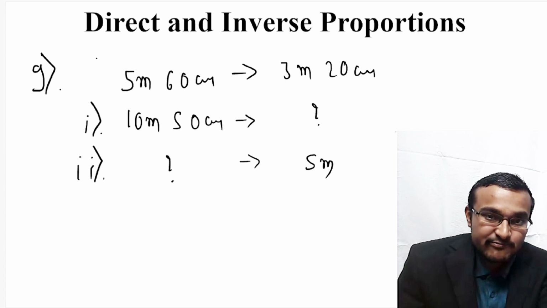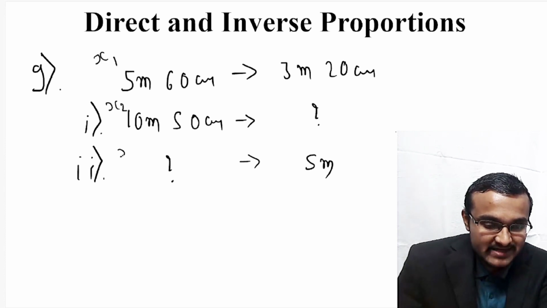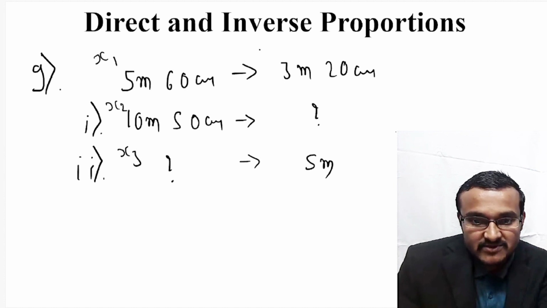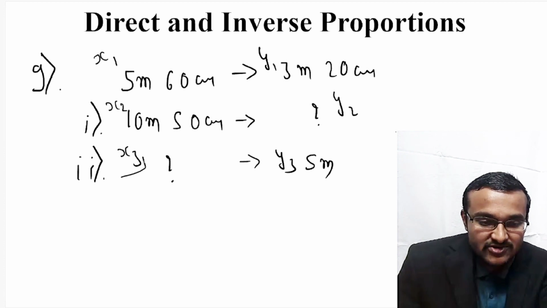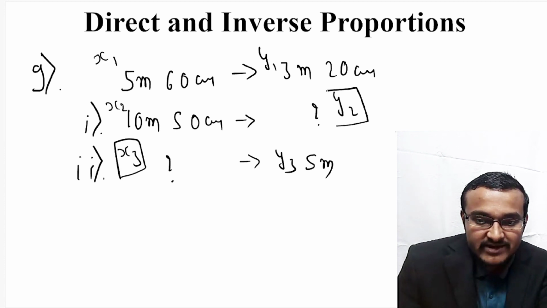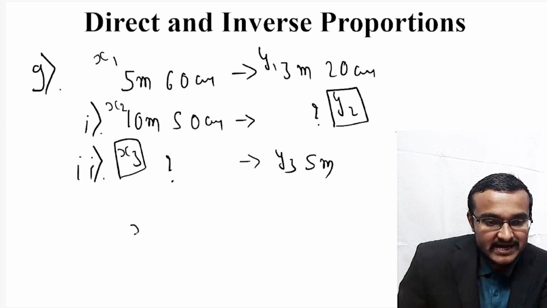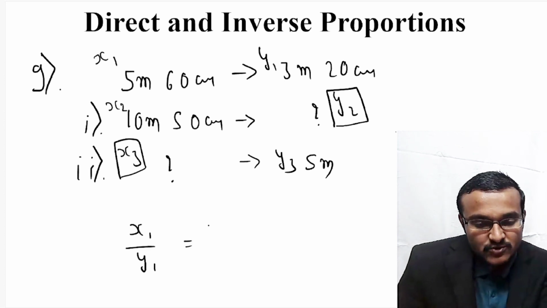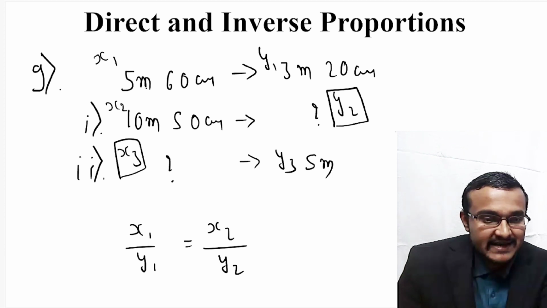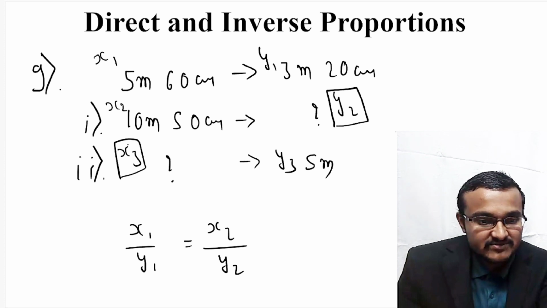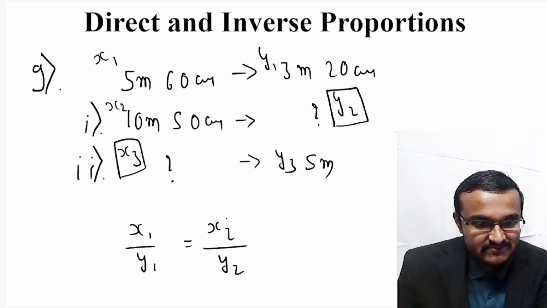So this particular length of pole will be equal to x. So this will be x1, this will be x2 and this will be x3. Here this will be y1, this will be y2, this will be y3. So here you should find out x3 and you should find out y2. So we know that x1 by y1 is equal to x2 by y2. So what is x1? x1 is 5 meter 60 centimeter. y1 is 3 meter 20 centimeter. x2 is 10 meter 50 centimeter. y2 we don't know. We'll just keep it as it is.